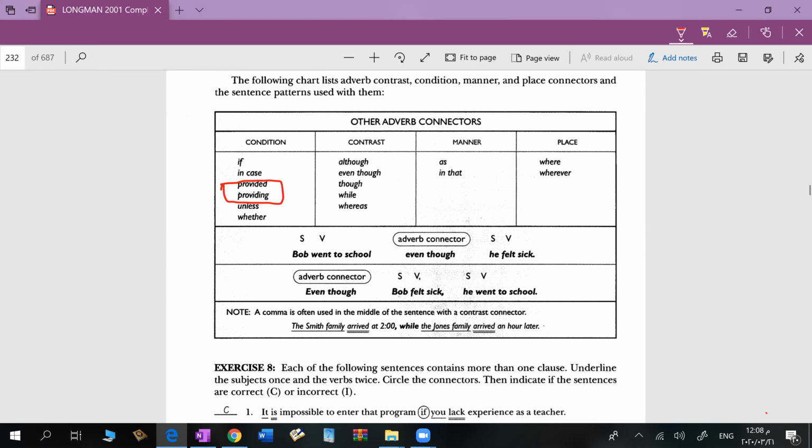Although, even though, while, whereas show contrast; they all have the same meaning, more or less. Manner: as, and in that. Place: where, wherever. Okay, and they are used more or less the same way, no difference whatsoever. Like subject verb, connector, subject verb, or connector, subject verb, comma, subject verb. Problem?